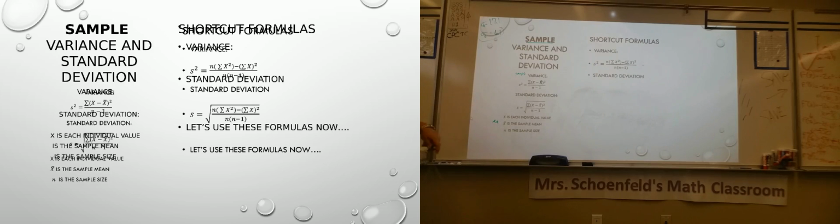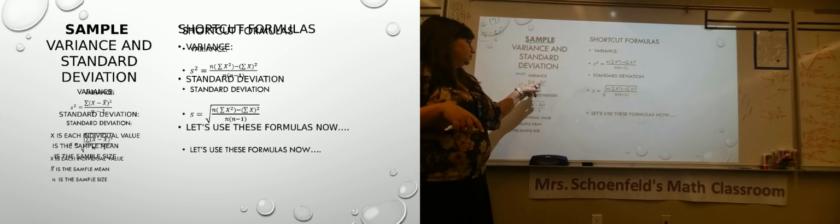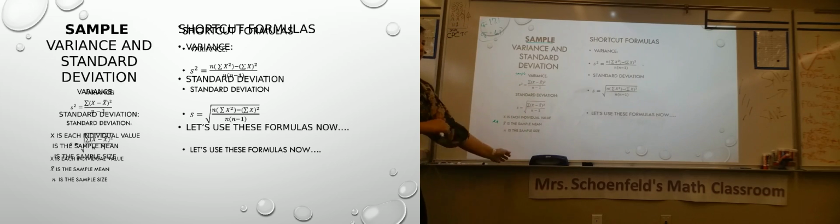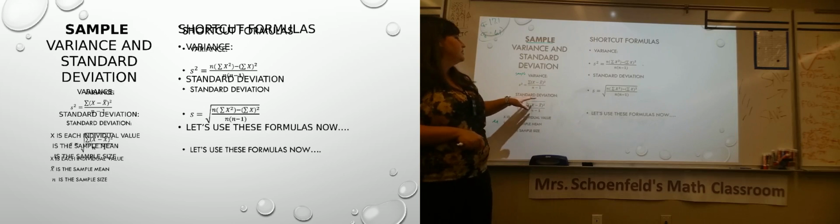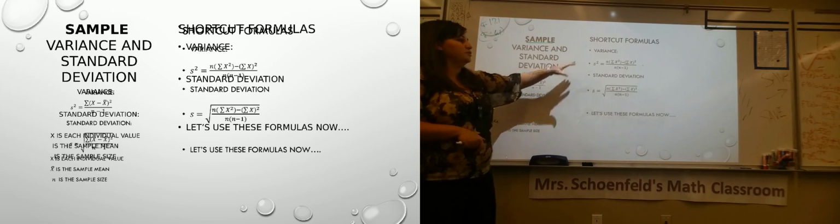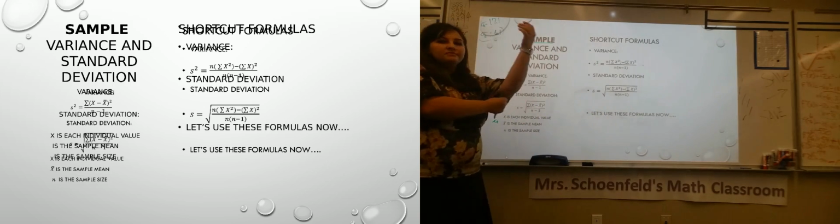Okay, so there are shortcut formulas because these ones are grosser. Write down your shortcut formulas as well. I don't know why they always think one is grosser than the other. Most of your questions in the book, you're going to be doing sample variance, so you're going to use these shortcut formulas.